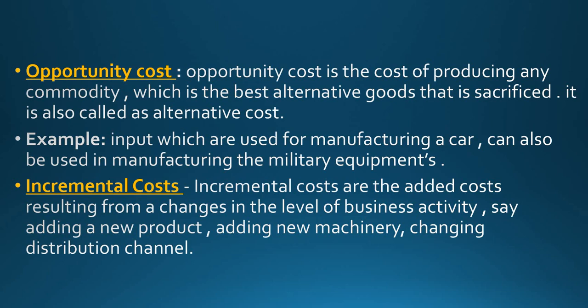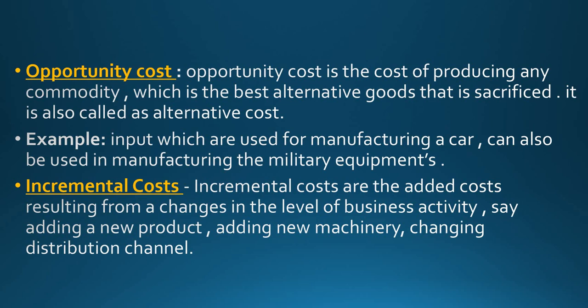Opportunity cost is the cost of producing any commodity, which is the best alternative good that is sacrificed. It is also called alternative cost. For example, there are two products A and B, and if you select A, then you are sacrificing B, correct? So the cost of B is known as sacrifice cost, alternative cost, or opportunity cost. To select A, you lose the cost of that particular product B. That is the next best alternative.